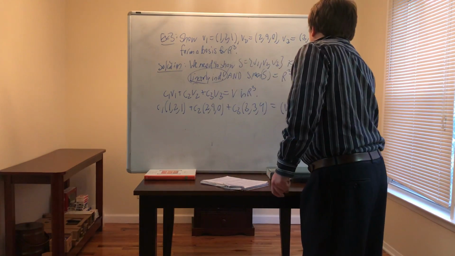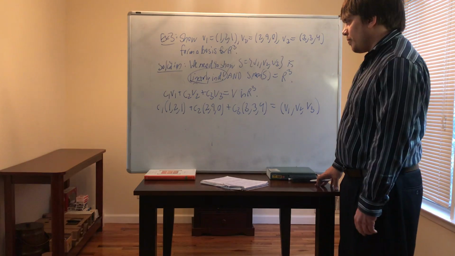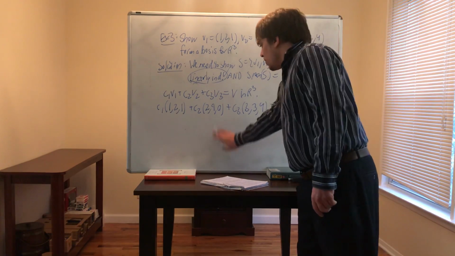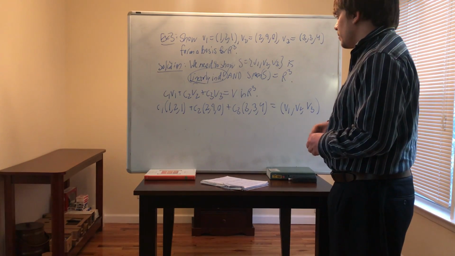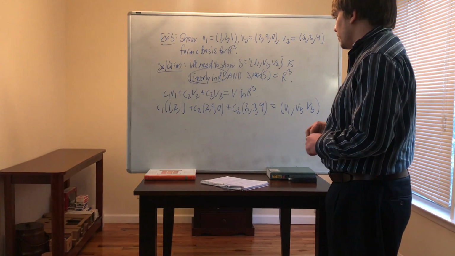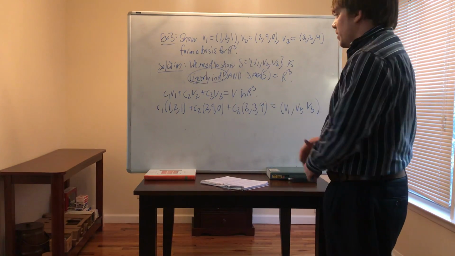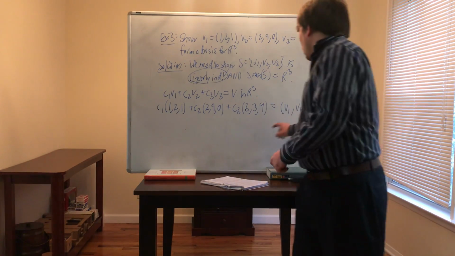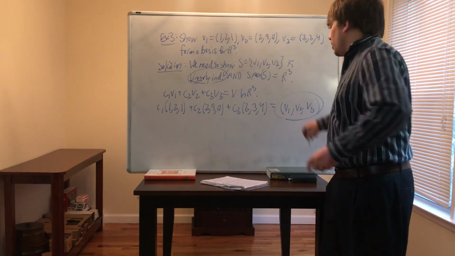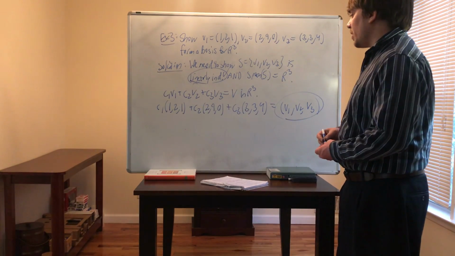Equals the vector v1, v2, v3. Okay, and so then you want to show that that's equal to that. So for an arbitrary choice of v1, v2, v3, are there values of c that make that equation true? Okay?